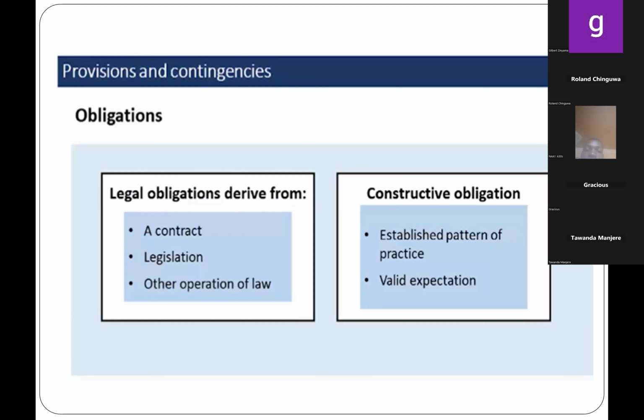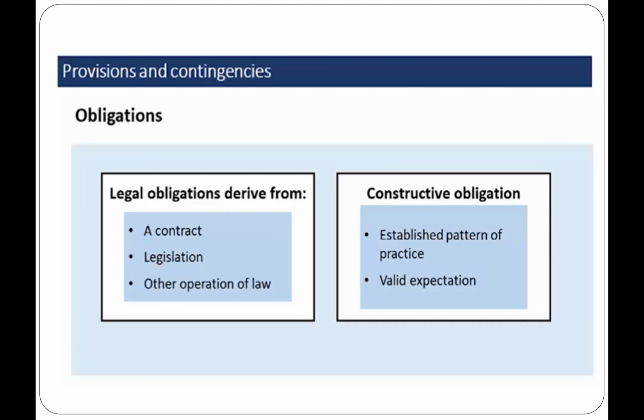We expect you to continue with the practice that you have actually shown us that you do. Then a valid expectation is perhaps someone who is buying an electrical gadget would expect that if that gadget fails to work, you are supposed to replace or repair it for them. Even though it's not written anywhere or it's not part of law, we are saying it's a reasonable expectation for electrical goods to be repaired if they are not working when you purchase them. So that's a valid expectation.